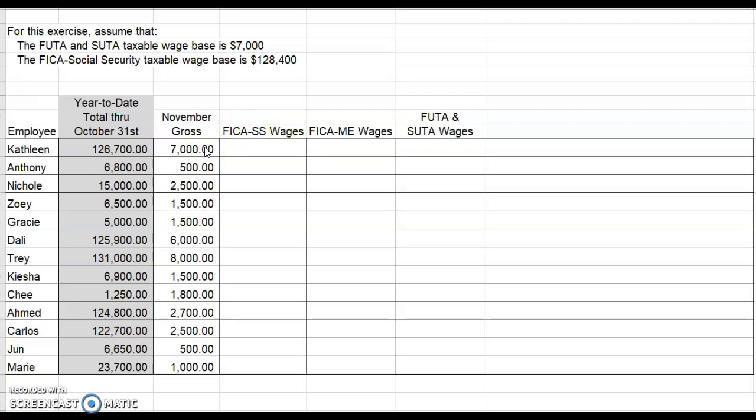The easiest way to make this calculation is to subtract the prior year-to-date wages from the wage base. That will calculate the remaining salary subject to FICA Social Security tax for the rest of the year. The wage base of $128,400 minus $126,700 of prior wages on which tax has already been fully paid equals $1,700 of wages still subject to FICA Social Security tax. The rest of her gross wages are exempt from FICA Social Security tax, so put $1,700 in the FICA Social Security wages column.